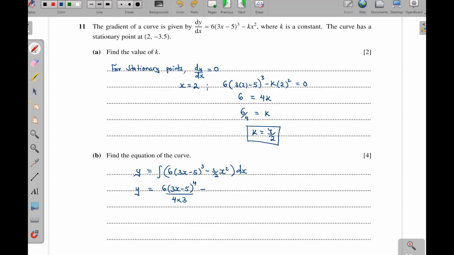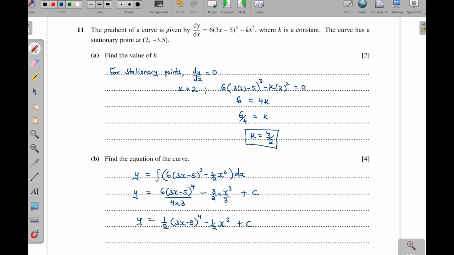And then here, we are having a minus. We are integrating, remember, this is 3 over 2, then times x to the power of 3, then out of 3. And then we put a constant, because we don't know the constant that disappeared when they differentiated. Okay, now simplified, this one will be, of course, 12. 6 over 12 will be a half. So that will be a half of 3x minus 5, then to the power of 4. And then this one will go. Then we shall have minus a half of x to the power of 3, then plus c.